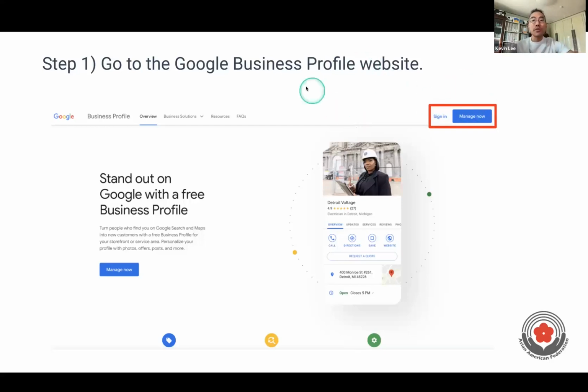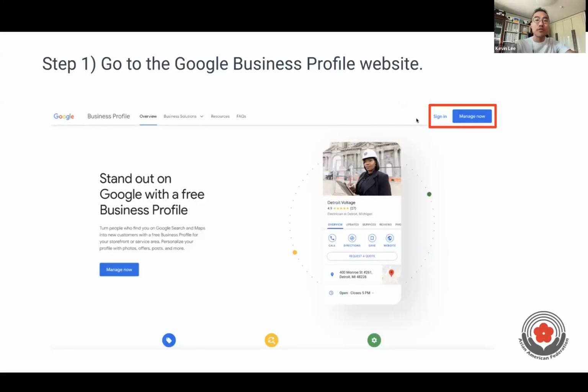So pretty much, guys, you go to the Google Business Profile website, right? And you simply type Google Business Profile, and then this page will come up as the first thing. So you click on it, and then on the top right, there's sign in. I'm sure you guys have YouTube, so you all probably have Gmail.